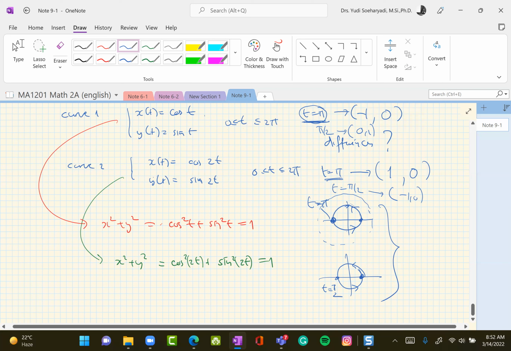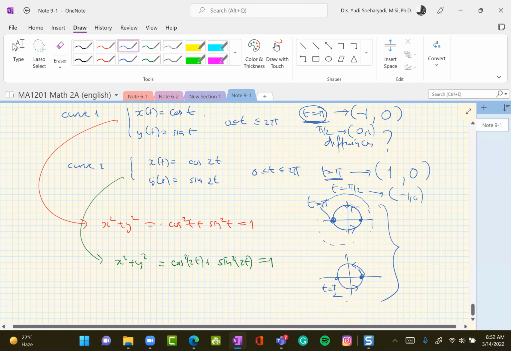But here, when t equals pi, so just half the time, you're already making one lap. When t equals 2 pi, you're making 2 laps already. Here's only 1 lap. So what's the difference? So you have exactly the same route, same curves, same initial and terminal points. So what's the difference? Can you describe the difference between 1 and 2?